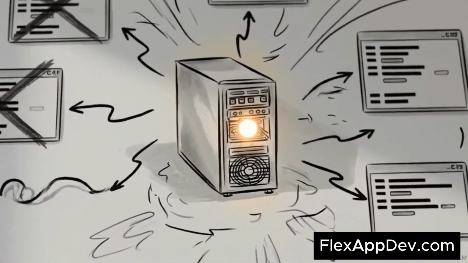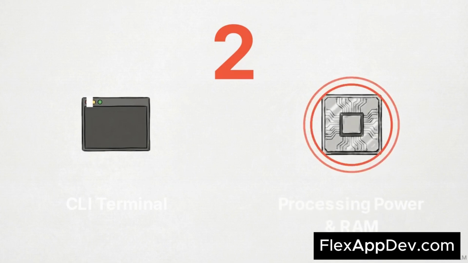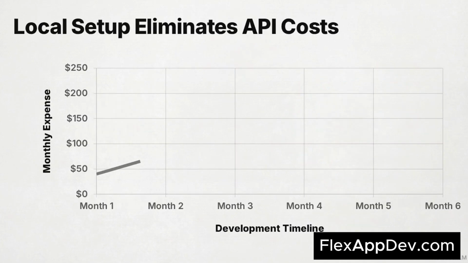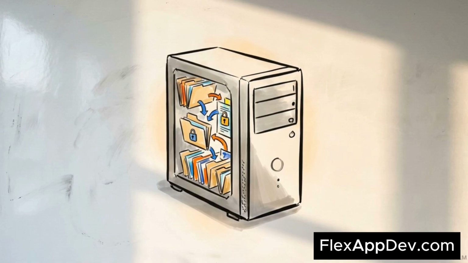bill to exactly $0. To execute this swap, you only need two things: a basic understanding of your computer's command line terminal, and hardware with enough processing power and memory to run the models locally. By moving the workload off Anthropic servers, you eliminate the constant worry about API token costs, and you guarantee that your proprietary codebase never leaves your machine.